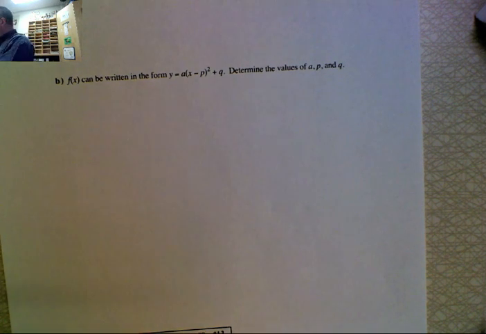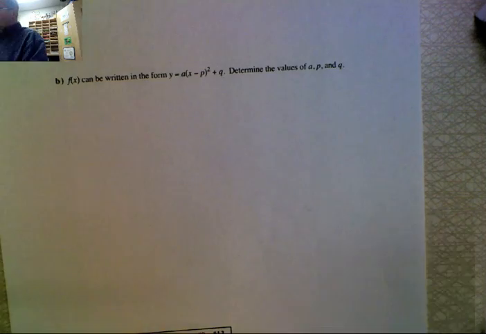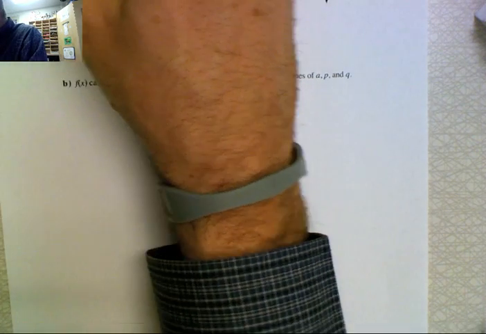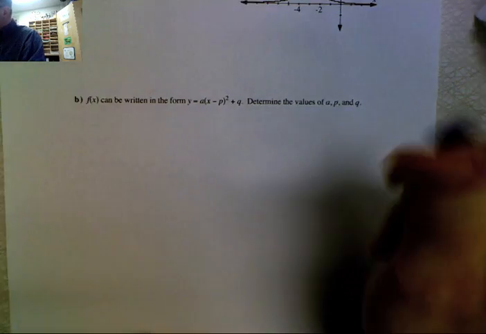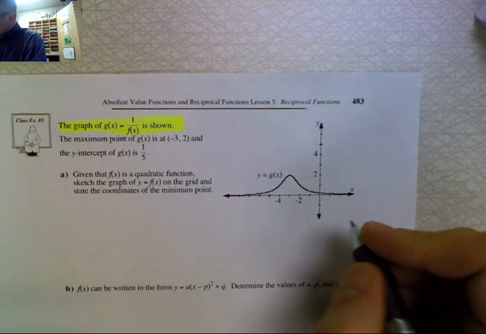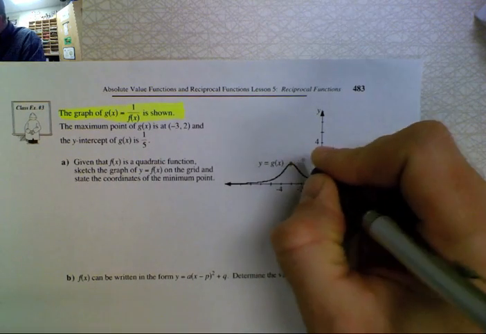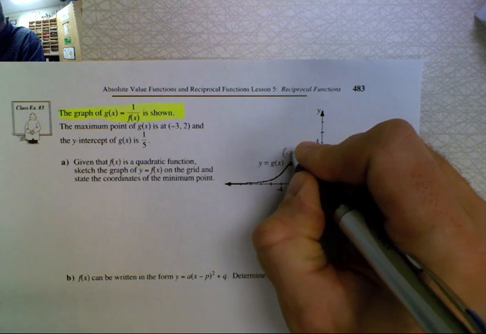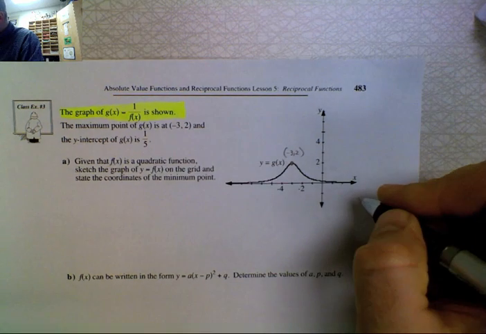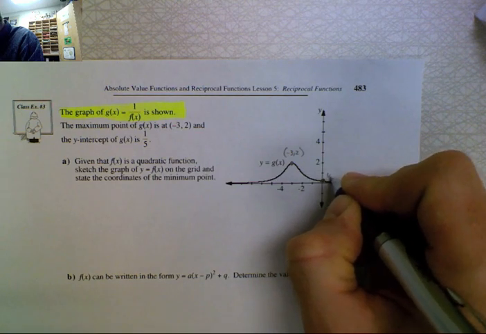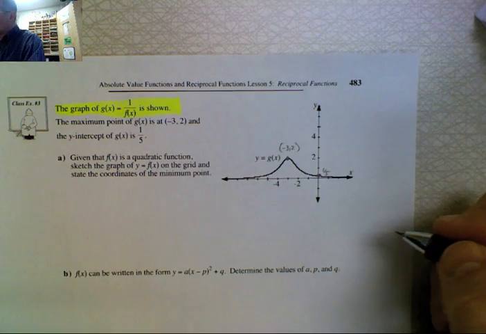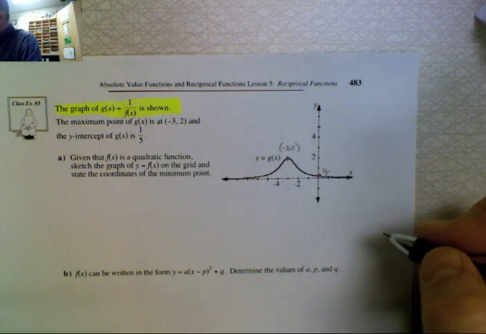Okay, last thing we're going to do is look at one other example. What they've done here is they've shown us the graph of the reciprocal. They've told us that this particular maximum point is at -3 and 2. The y-intercept is at 1/5. And they want us to come up with the original graph that we have.